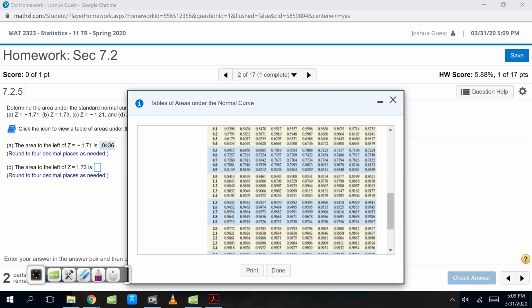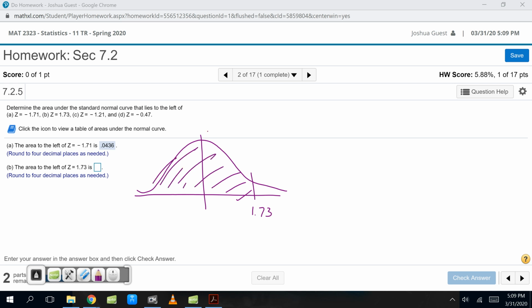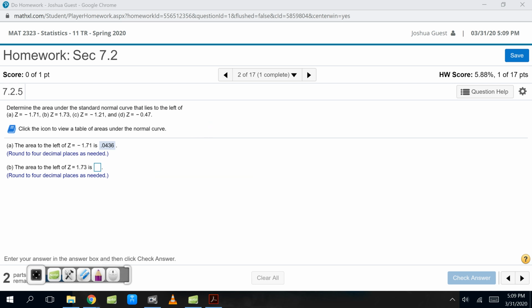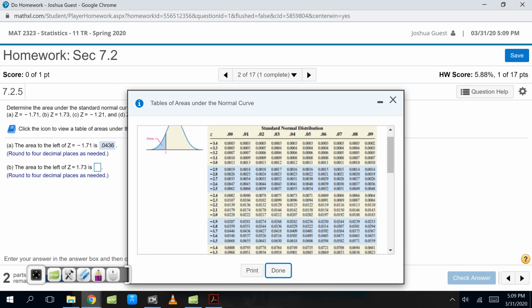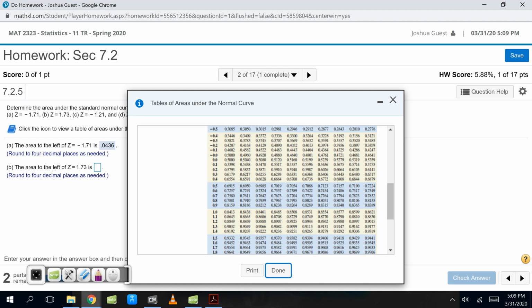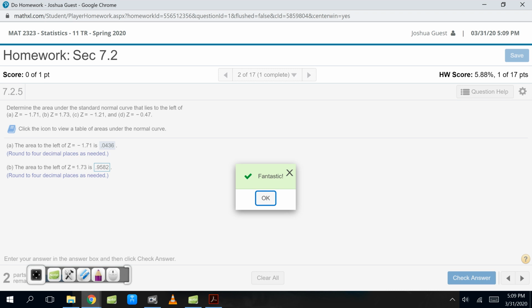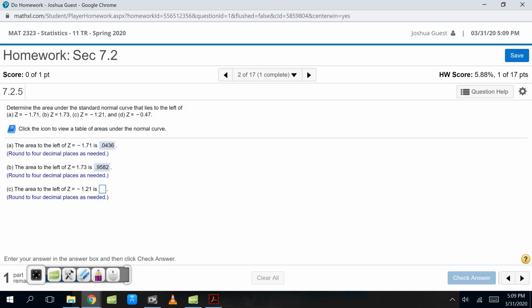Right? So probably I should draw that picture. So if I have my normal curve here, here's 1.73, and then everything under here is 0.9... I don't even remember the number now. 1.73, 9582. So let's do that. 0.9582.